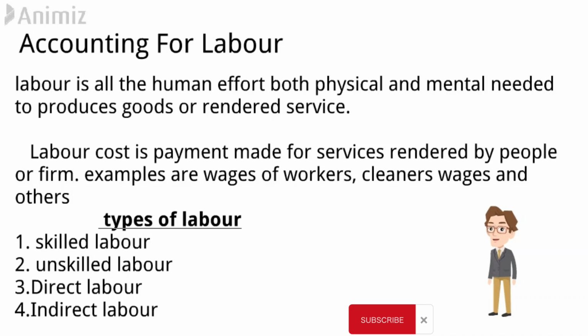Today we are going to talk about accounting for labor. In a company, there are employers and employees. For example, if Coca-Cola Company employed people to work for them, some of the people are educated and some are not educated. So in cost accounting, both employees, educated and uneducated, are called labor.